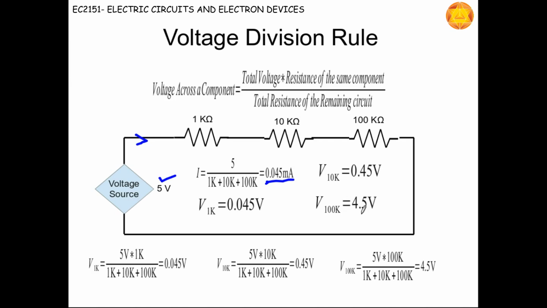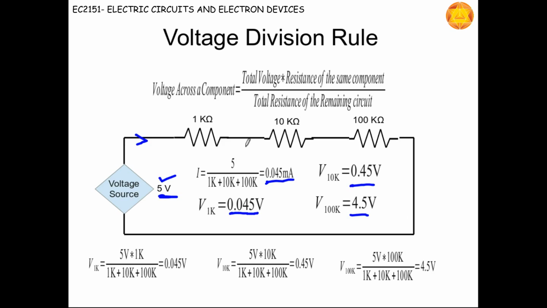Now if we calculate 4.5 plus 0.45 plus 0.045, it comes to 5 volt, right? And this is a very important derivation, a very important inference, which will be explained in the next tutorial, but just have a look into it. By adding these voltages, we are getting this 5 volt voltage, right? So this is our normal working procedure.